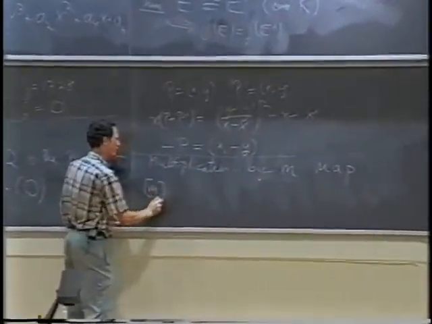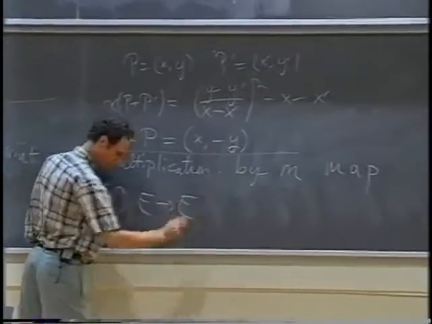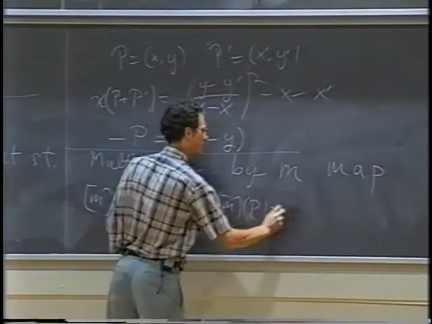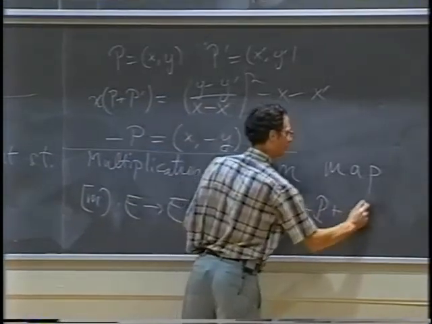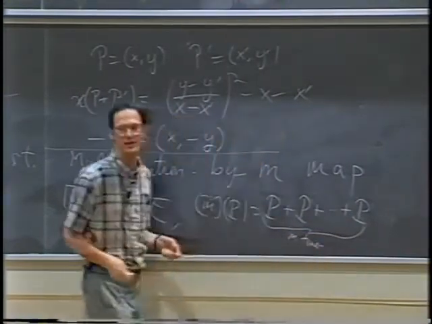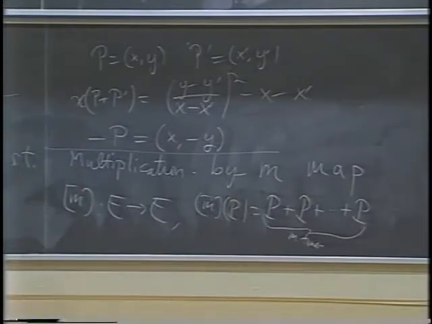So that's a map, for any integer m, sending E to itself, which just takes a point and adds it to itself m times. If m is negative, you take the negative of that. And in some sense, all the arithmetic structure of the elliptic curve that we know of is either provably or conjecturally tied up with studying this map, and especially its kernel. But we'll talk about that a little later.